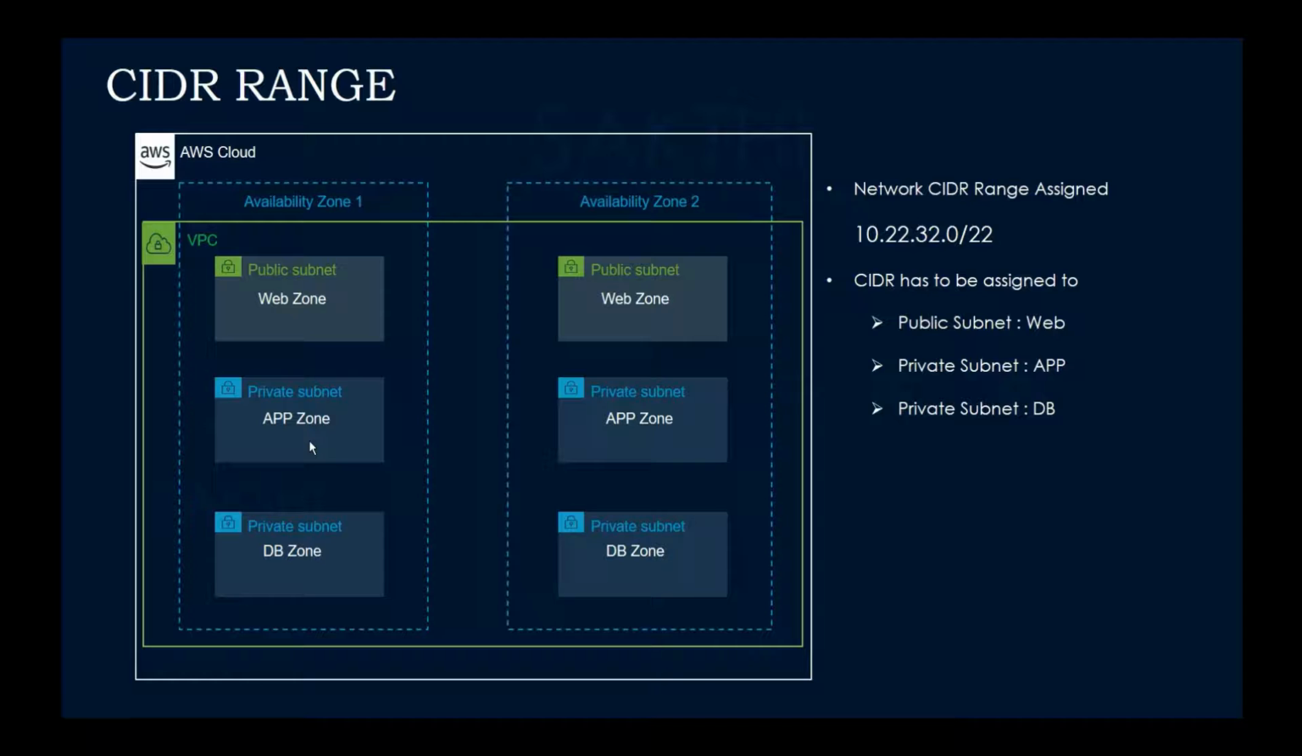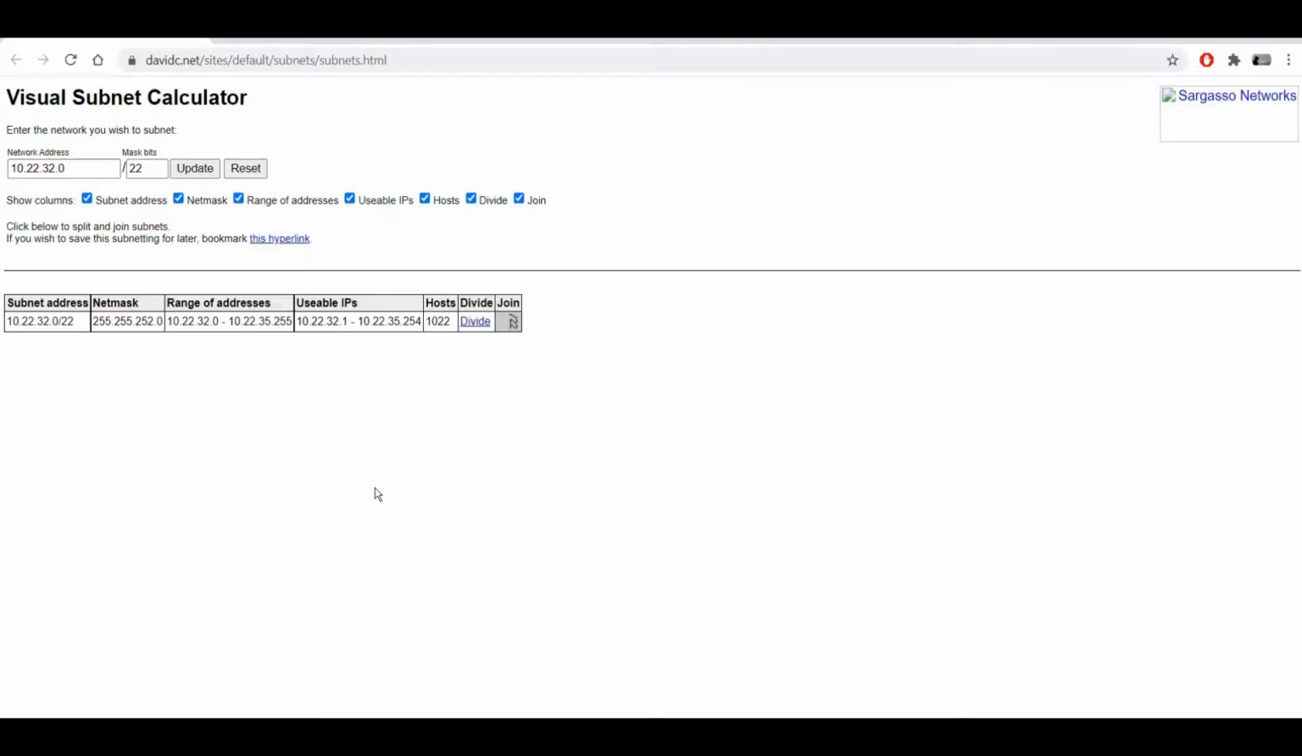There are many useful tools available on the internet to calculate the CIDR ranges. This is one of the tools which is useful to calculate the subnet mask. I have entered the network range here. These are the subnet mask, the address range, and the useful IPs. As I have informed before, we have 1022 available IPs. Now I will divide the IPs between the subnets.